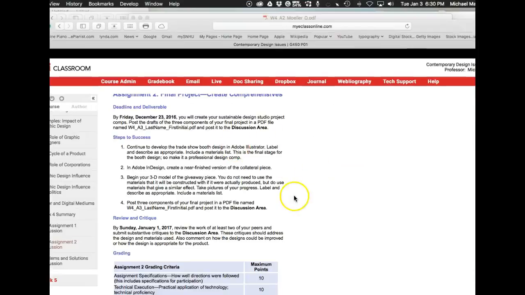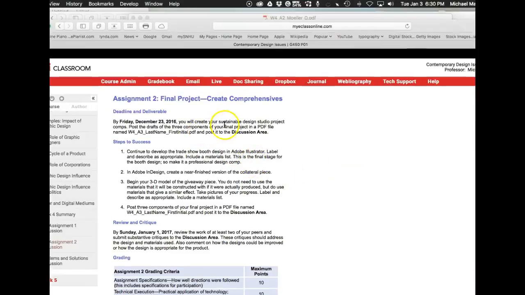I want to just draw your attention to something up here in the assignment specifications. So it says that you want to continue to develop the trade show booth design in Adobe Illustrator, label, and describe as appropriate. And that's the part where I'm not seeing them. Label and describe as appropriate. So what does that mean?